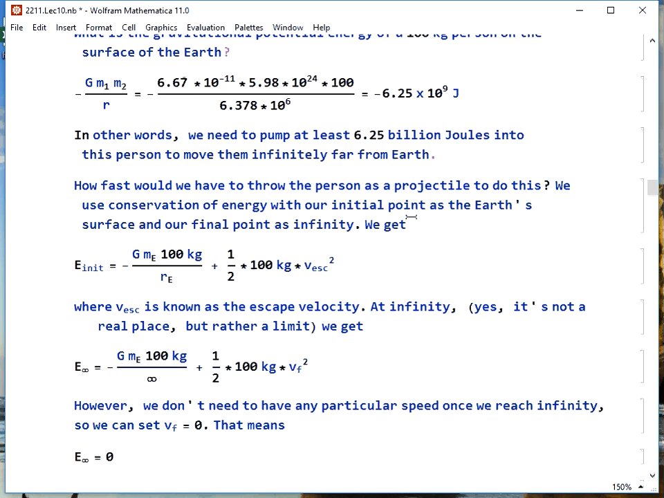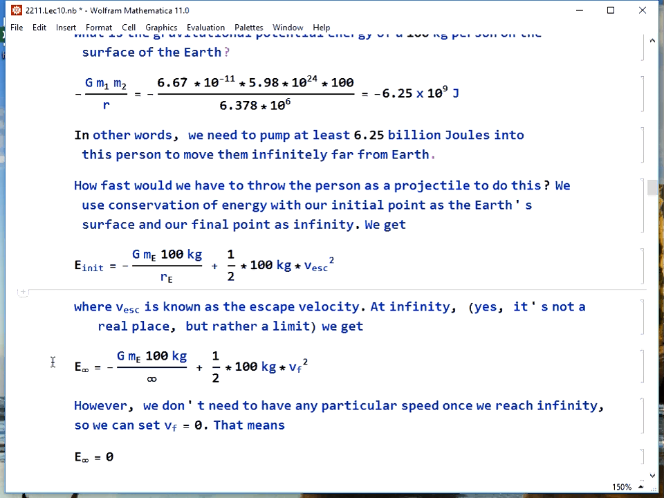How fast would we have to throw the person if we imagine they're a projectile to do this? And this, of course, we're going to ignore air resistance again. We use conservation of energy. Initially, they're going to have this potential energy we just found, and whatever kinetic energy we give them, we'll call this velocity that we have to find, the escape velocity.